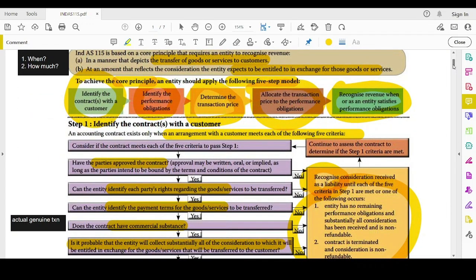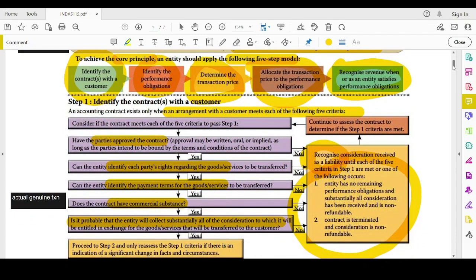An accounting contract exists only when an arrangement with the customer meets each of the following criteria, which means that all the below five conditions are to be satisfied in order to qualify step one. Okay, what are the five conditions?